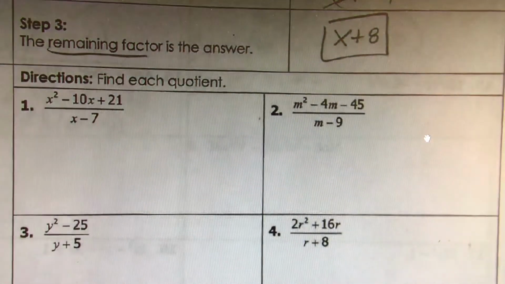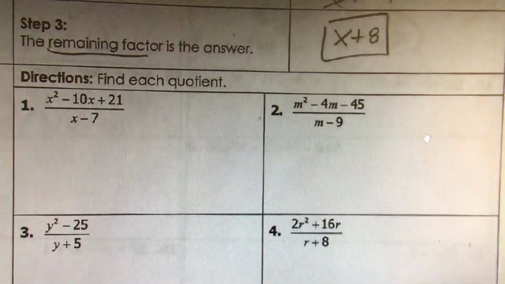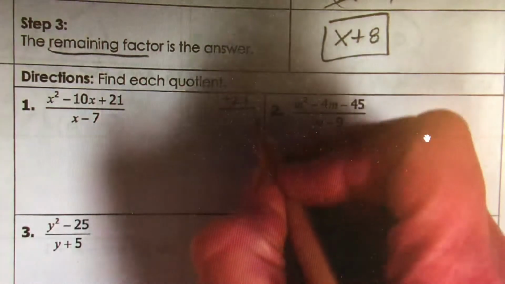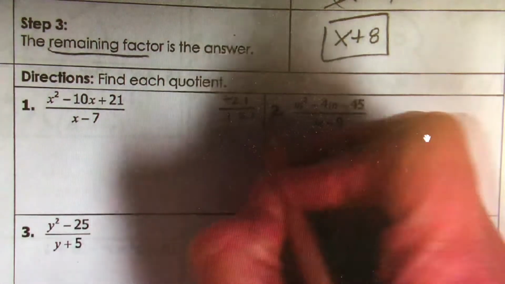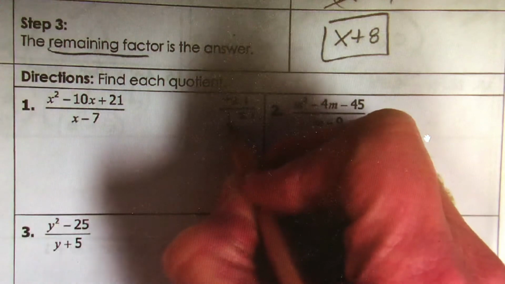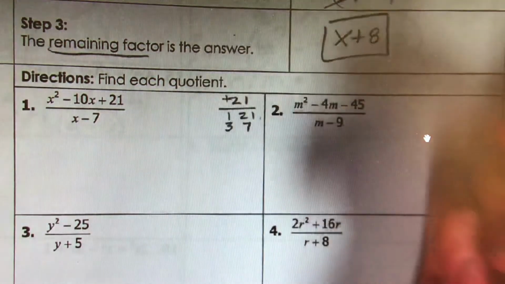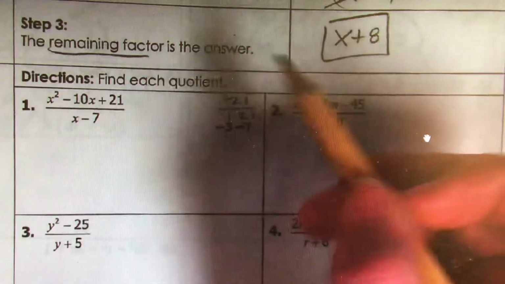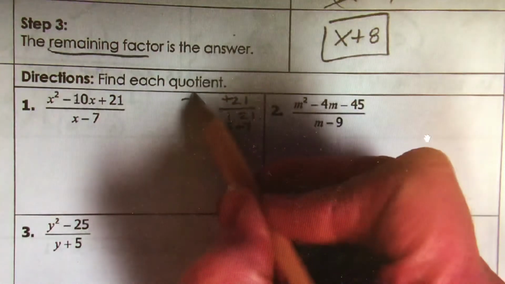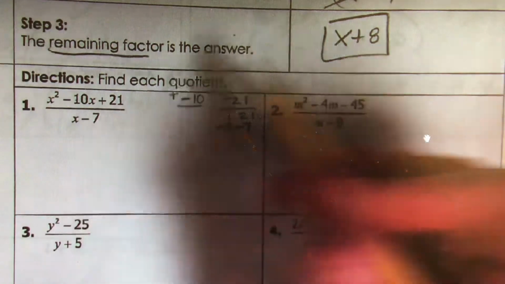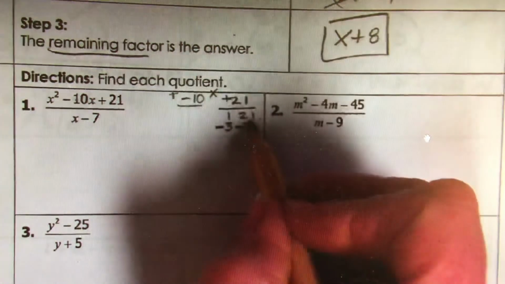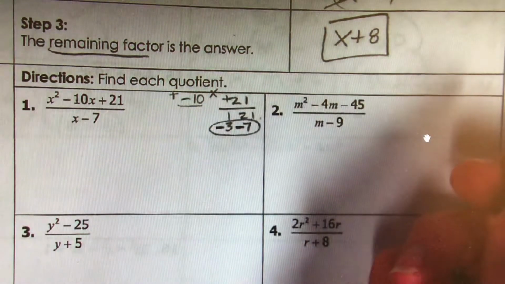Okay, so let's look at the top here. I'm going to play the sum game. I have positive 21. I'm trying to get to a sum of -10. So I obviously have 1 and 21. 2 doesn't go into it. 3 times 7. Oh, I already know my answer. And they both have to be negative because I have to add to -10 and multiply to get positive 21. So that's my winner.